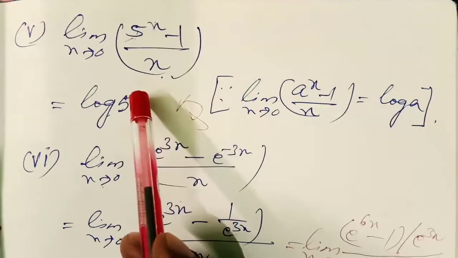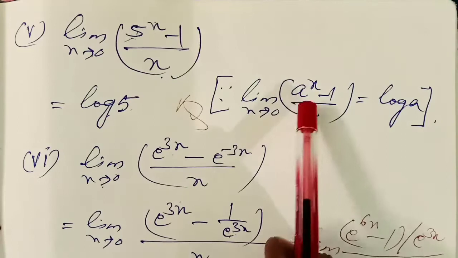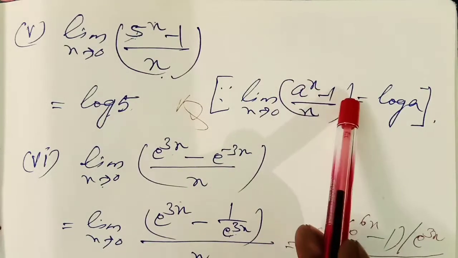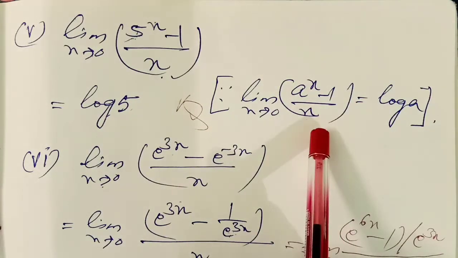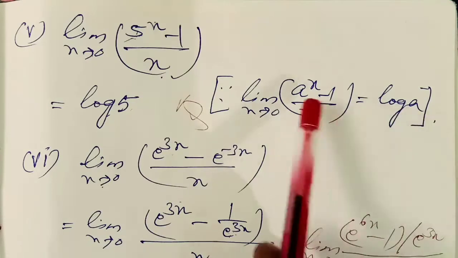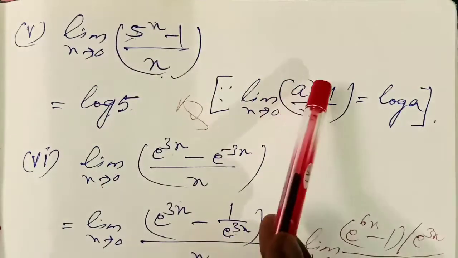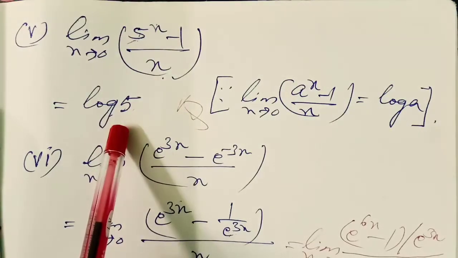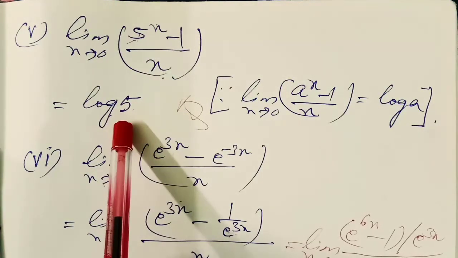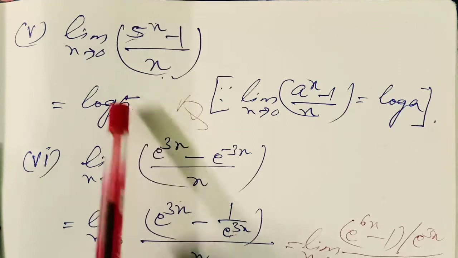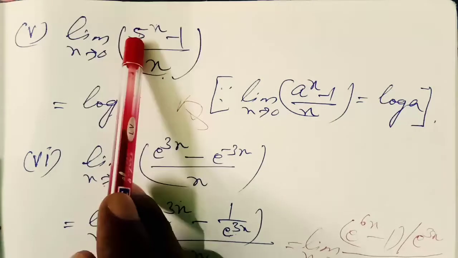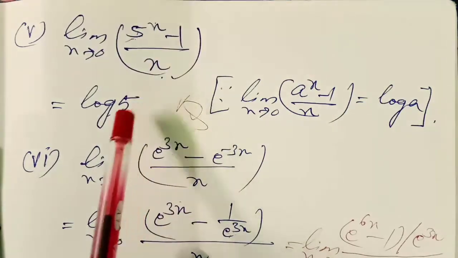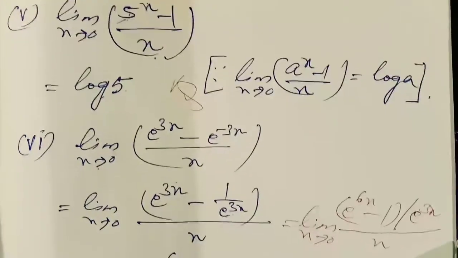To see the formula, I have written here: limit x tends to 0, (a to the power x minus 1) by x. You have to memorize: the answer is log a. So just compare. Here a to the power x, and given 5 to the power x, so a equals 5. The answer is log 5. Directly you have to write the answer. It is a short type question, 1 mark carry question. Limit x tends to 0, (5 to the power x minus 1) by x, the answer is log 5.